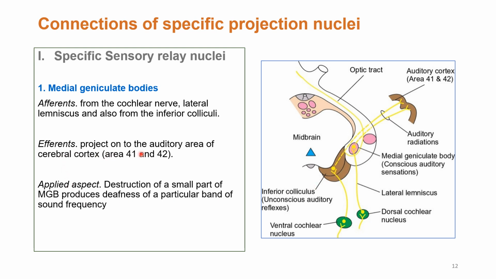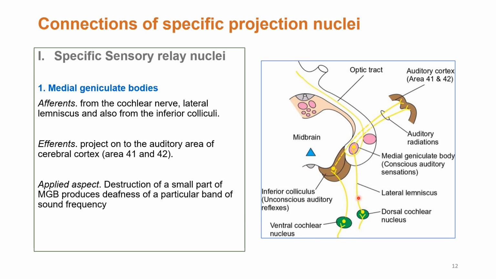Efferents will project onto the auditory area of the cerebral cortex, that is area number 41, 42, Brodmann's areas. The applied aspect here is that destruction of a small part of the medial geniculate body produces deafness of a particular band of sound frequency.